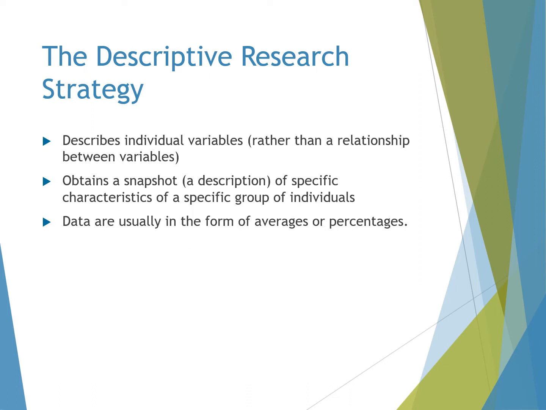So descriptive research describes individual variables as opposed to talking about the relationship between variables. So typically descriptive research obtains a snapshot or a description of specific characteristics of a specific group of individuals. So normally data are in the form of averages or percentages. So we might talk about something like average time to graduation or average age of graduation or retention rates, but we're not looking at how these relate to other variables.